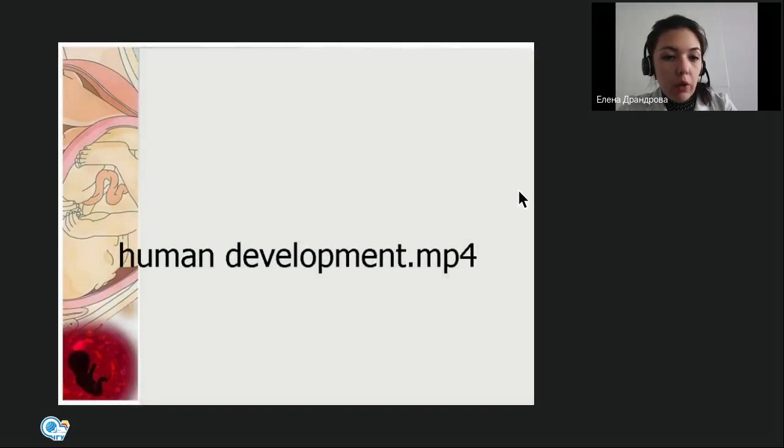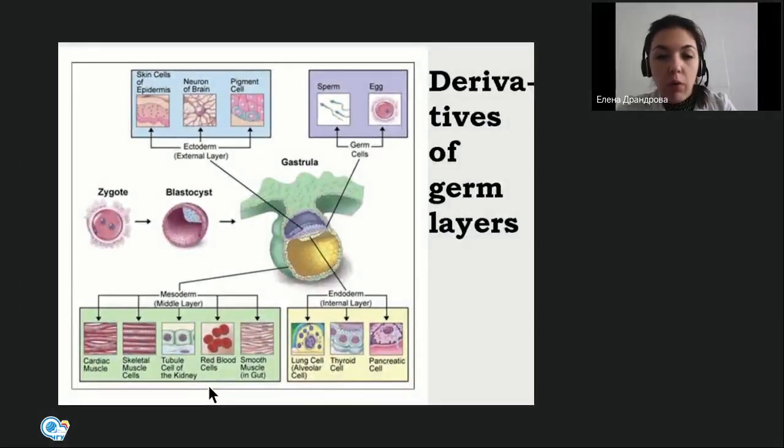Okay, I hope it was clear, yes? And after the formation of the multi-layered embryo, now we should understand which exactly parts of our body were formed from each of these embryonic layers, because each embryonic layer gives origin to different organs and tissues.